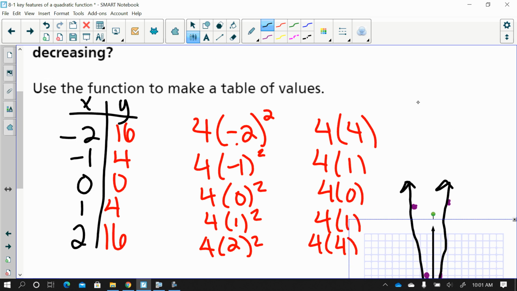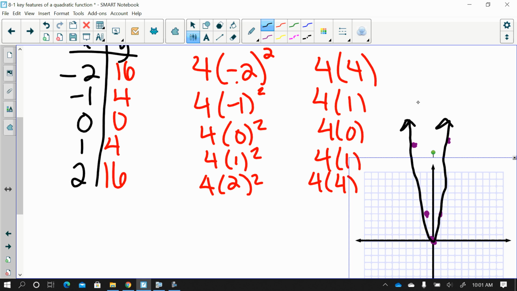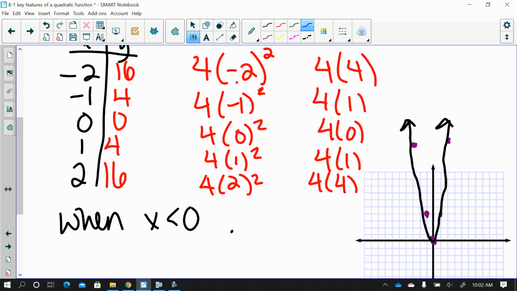Over what interval is f of x increasing and when is it decreasing? So think of it in terms of slope. When do I have a positive slope? When do I have a negative slope? Well, from negative infinity to 0, I'm decreasing. So when x is less than 0, f of x is decreasing, because it has a negative slope.